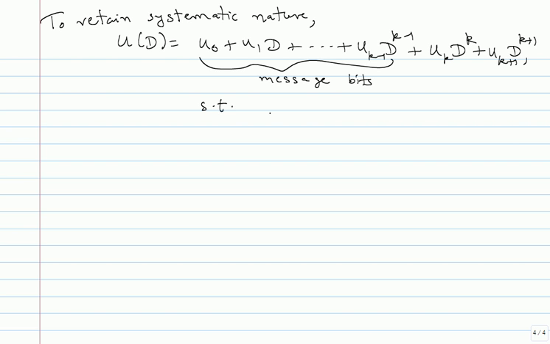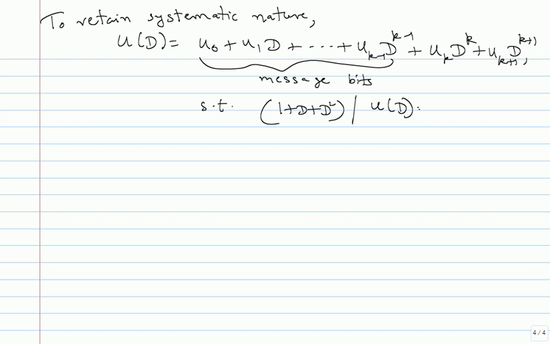Such that what? 1 plus d squared divides u of d. So this whole termination returning to the all zero state can be described as something like this. You add those two bits so that 1 plus d plus d square will divide this entire u of d. So it's very easy to do that also.